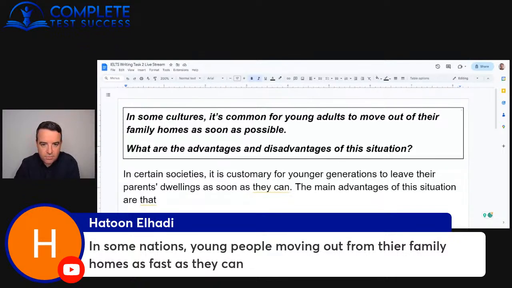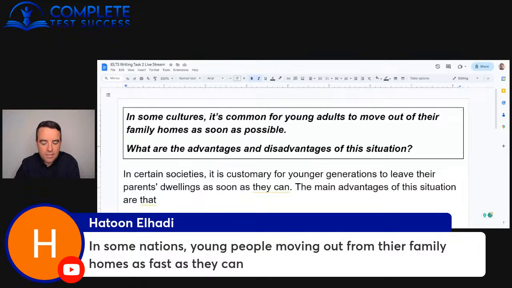Hatun, in some nations, young people moving out of their family homes as fast as they can. So you have no verb. Young people moving. So this is still part of the same clause. Young people moving out of their family homes as fast as they can. And then we need a verb. So this is just what you've written as the subject. So let's say young people moving out of their family homes as fast as they can is very common.